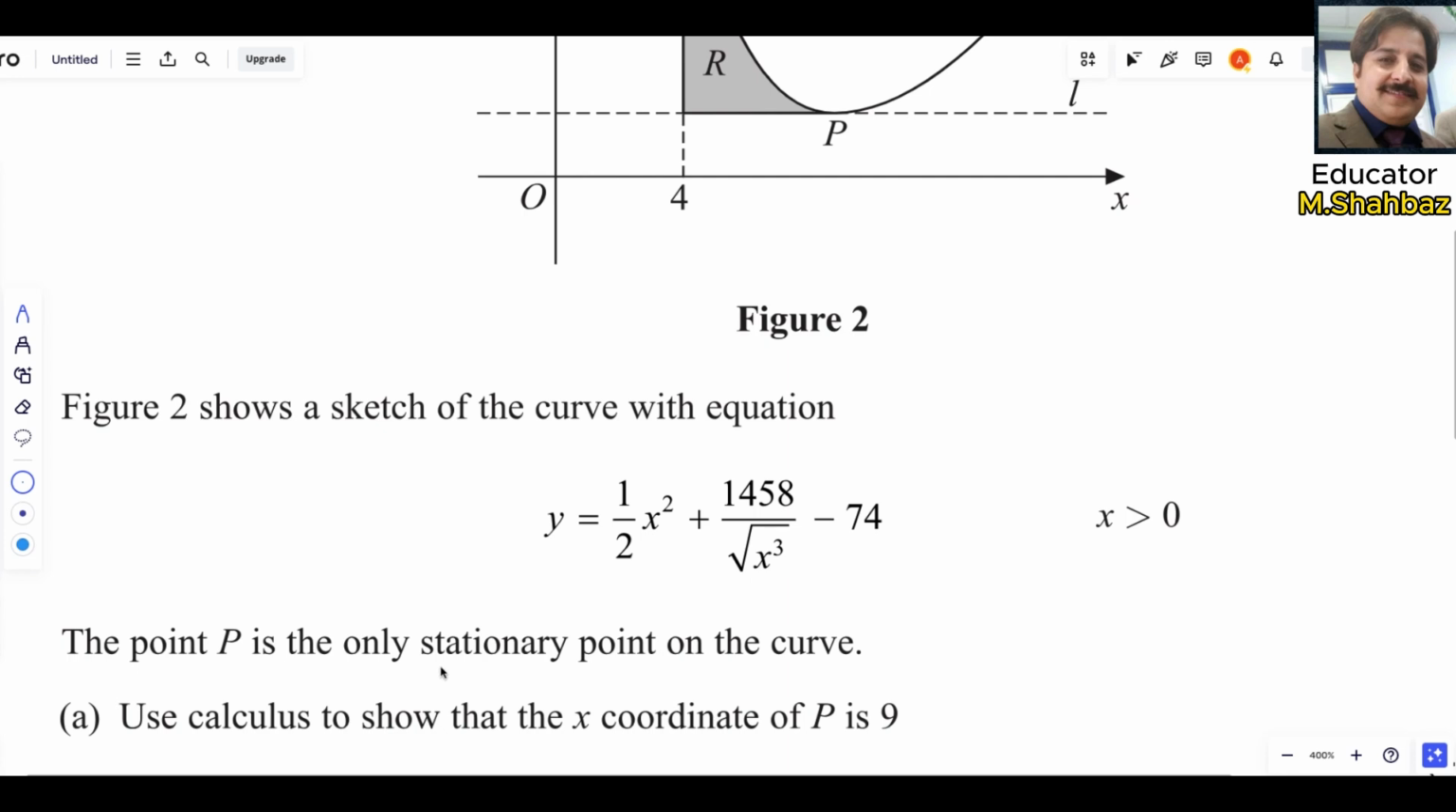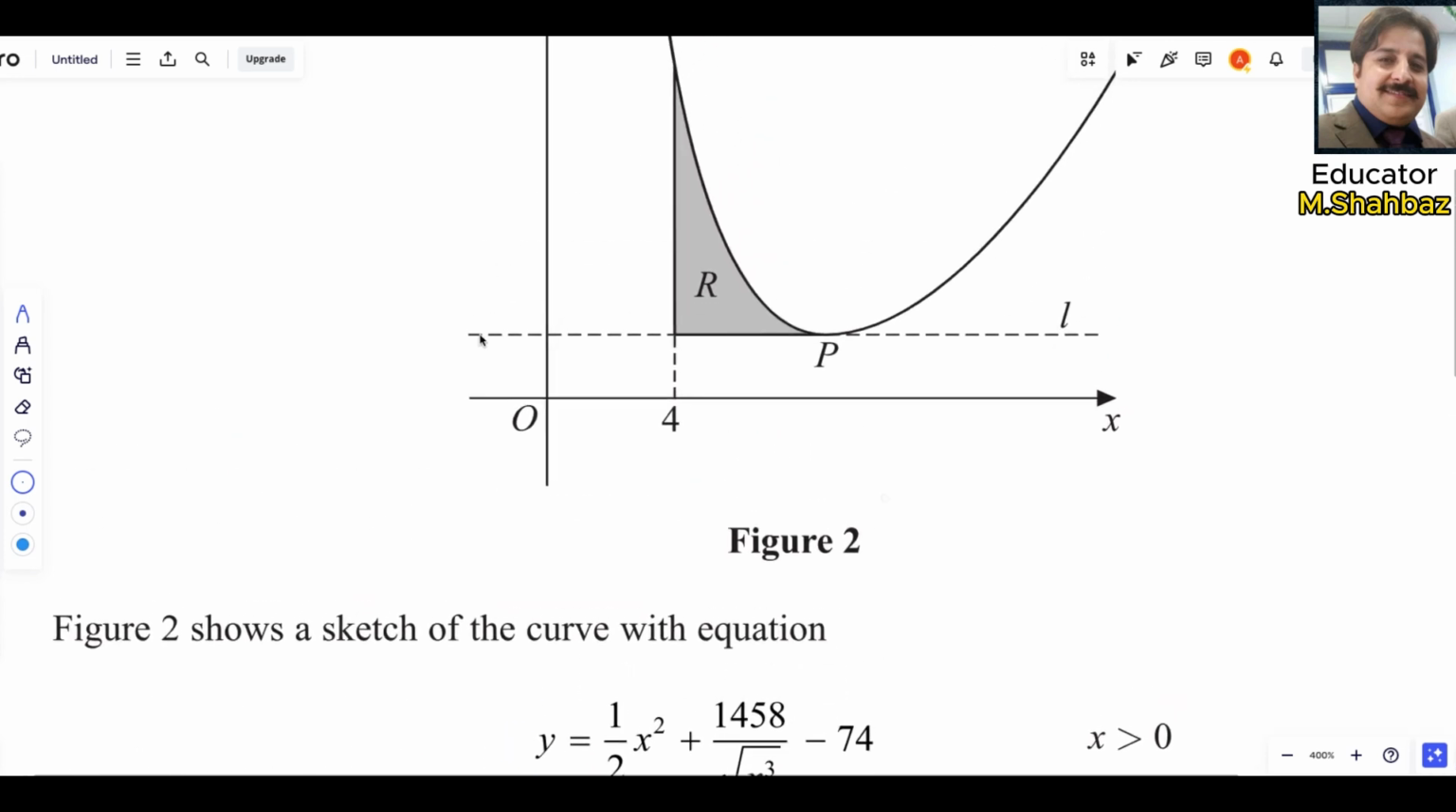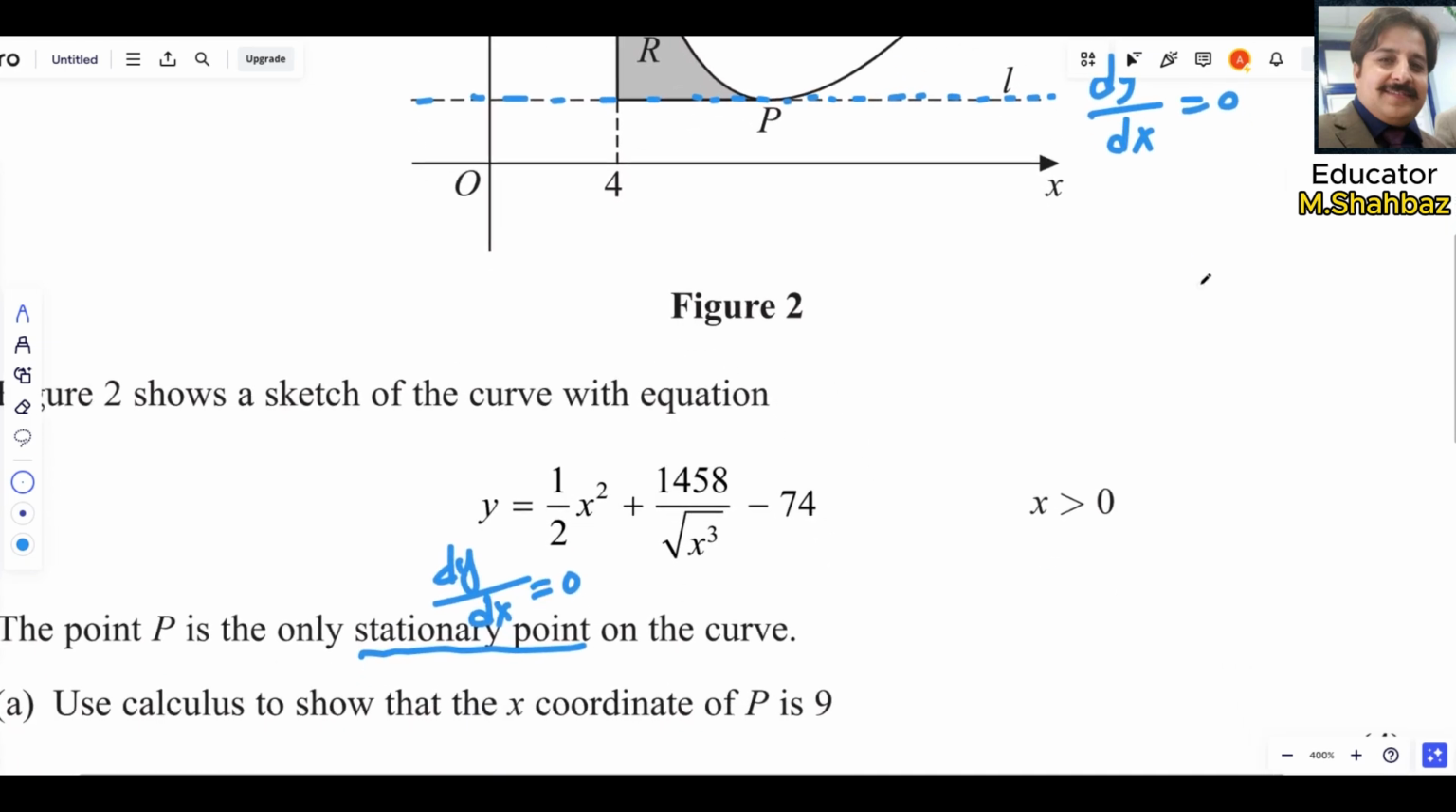Dear students, whenever a stationary point is given, you should know that at a stationary point dy by dx is always equal to 0. What is the reason? Let me tell you. Look at this line. This line is parallel to the x-axis. The gradient of the x-axis is 0, therefore the gradient of this line is also 0. This is the reason why, for a stationary point, dy by dx equals 0. This point is very important.